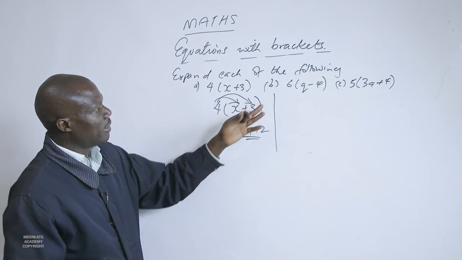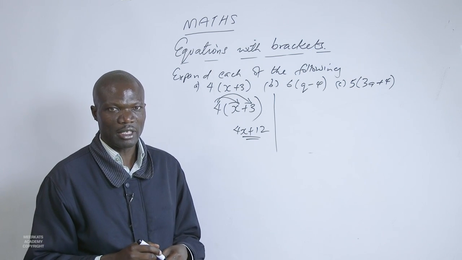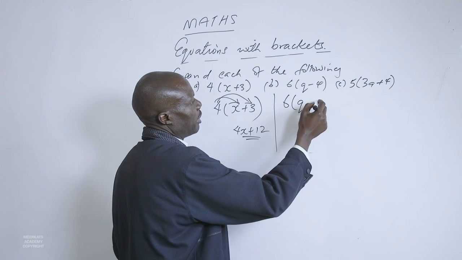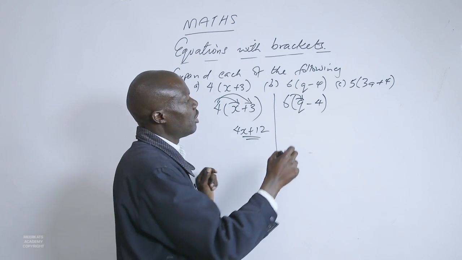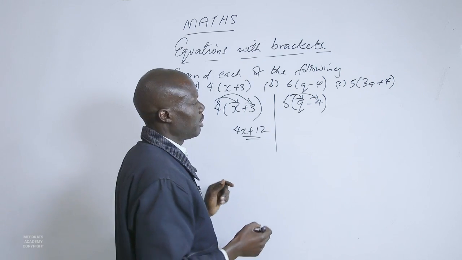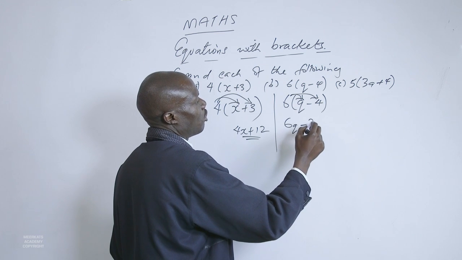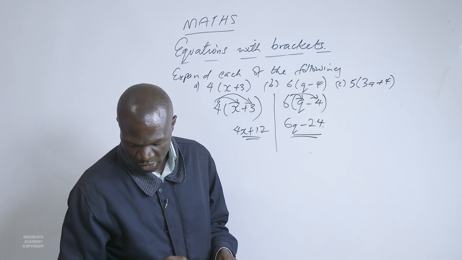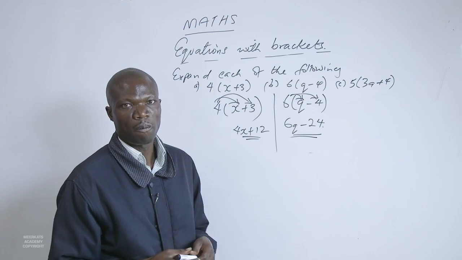The second part, this time we have 6 into q minus 4. When you work this out, you first multiply 6 and q, and then 6 and 4. Look at the sign, it's negative, so you should maintain that sign. So this will give us 6q minus 4 times 6, which is 24. This gives us the expanded form of that expression.